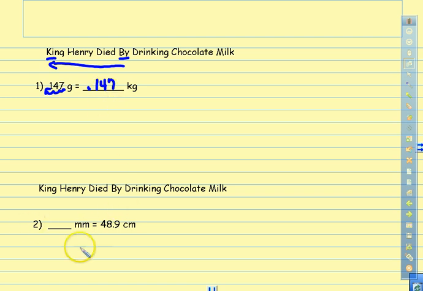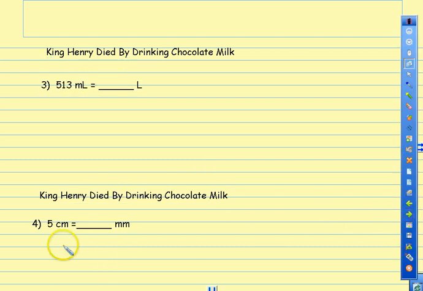So I want you to go ahead and hit pause and do number 2. Now, when you do this, you always have to remember you've got to start with the number that's already there. So we're going from centimeters to millimeters. So we're going in this direction, and we're only moving one place. So we're moving 1 to the right. So here's my decimal, move it 1 to the right. So 489 millimeters is equivalent to 48 9/10 of a centimeter.